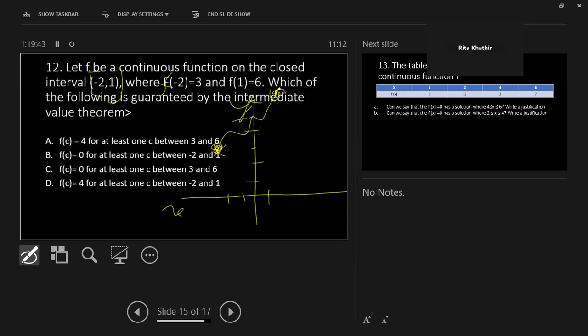So look now, for the first statement: f of c equals 4 for at least one c between 3 and 6.